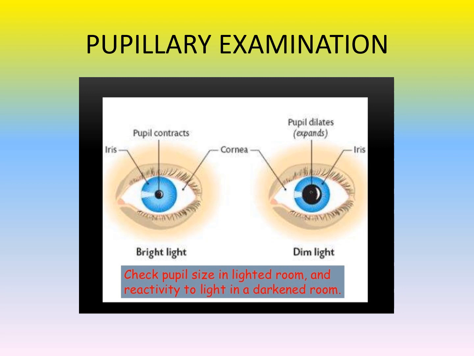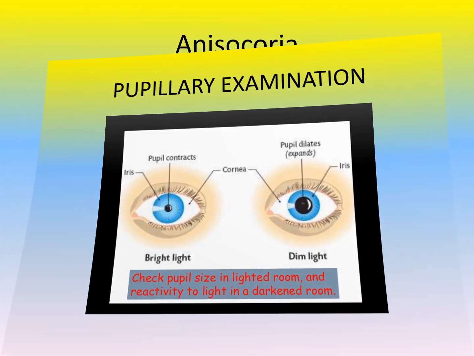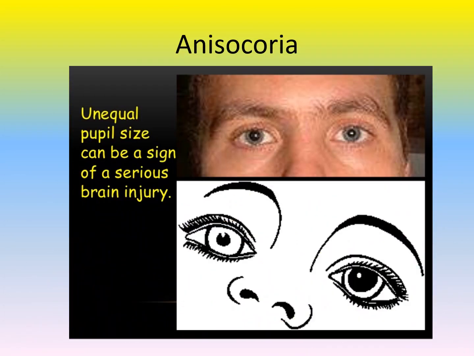And the pupillary response. Always check the pupil size in a lighted room and reactivity to light in a darkened room. So the pupil constricts, or the pupil reacts, in the bright room and the dim light room. Anisocoria is nothing but an unequal pupil size, which can be a sign of serious brain injury.